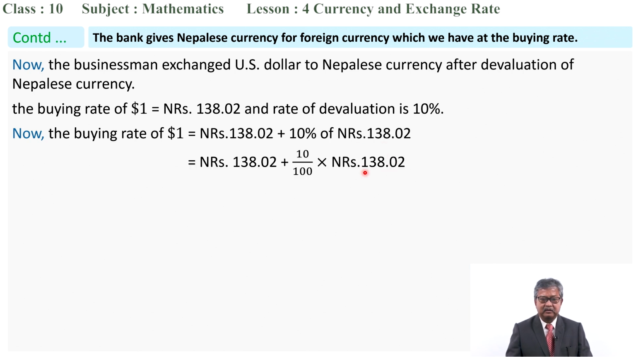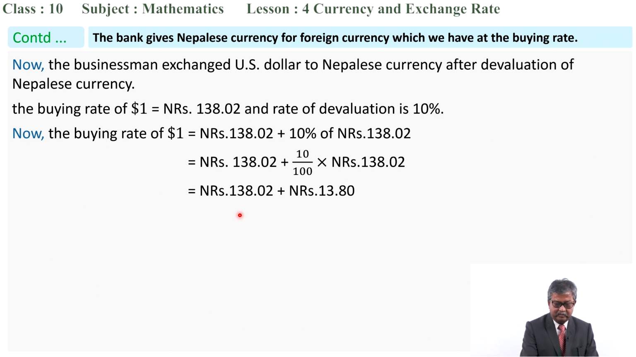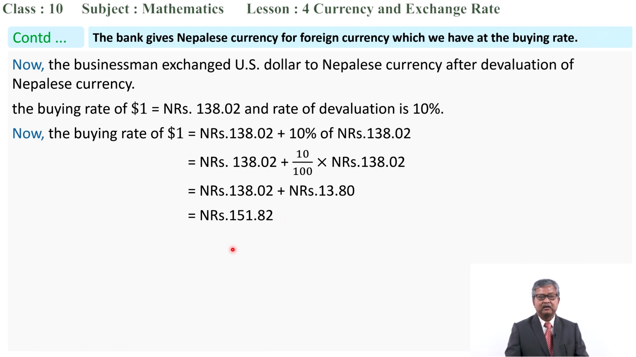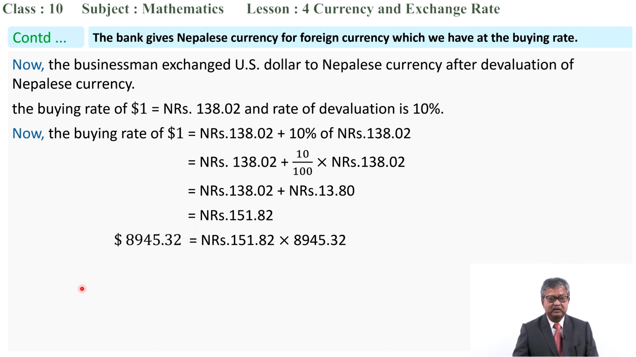Yes, 100. This calculation, then we got 13 rupees 80 paisa. Look at after calculation. Then we add, how much did we get now? 151 rupees 82 paisa. So this is the buying rate of $1 after devaluation. And now we are going to exchange how many dollars? He is going to exchange $8,945.32 according to this rate.